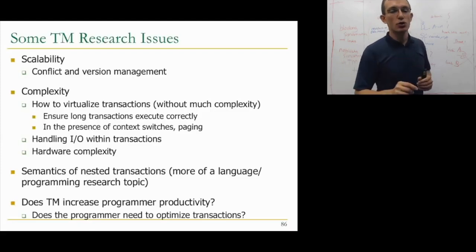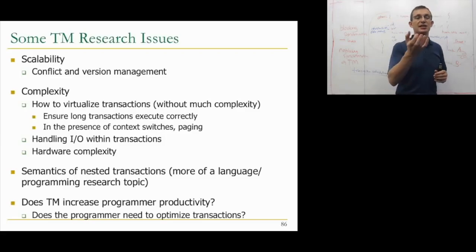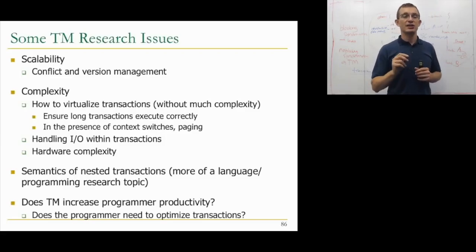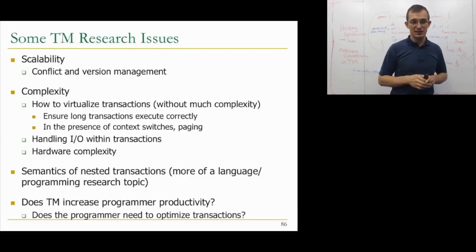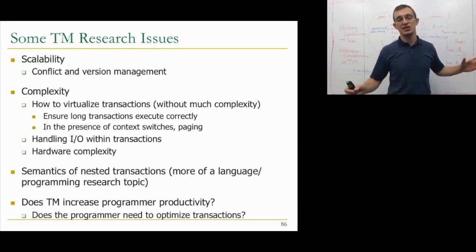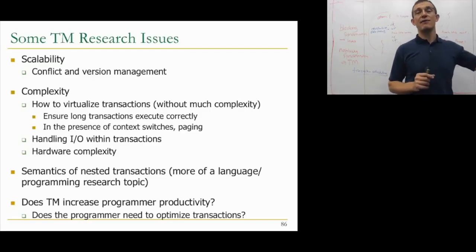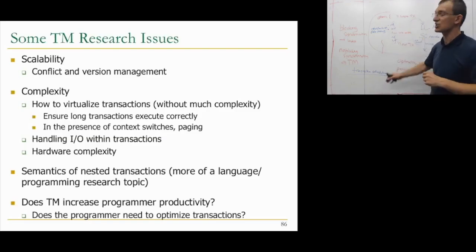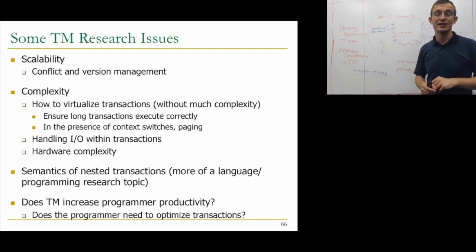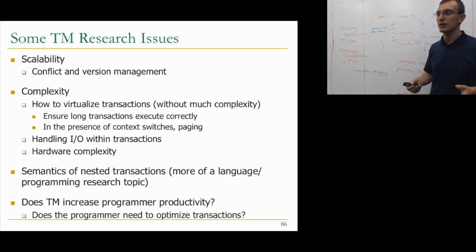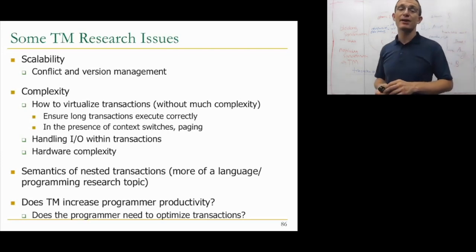So hardware support for transactional memory is still needed, and once you start having hardware support for transactional memory, then the key question is how do you actually virtualize it? How do you keep that hardware complexity in check? Another issue is semantics. Basically, when you have atomic blocks that are nested with each other, what are the semantics related to that? I'm not going to talk about that, but this is more of a language and programming research topic.